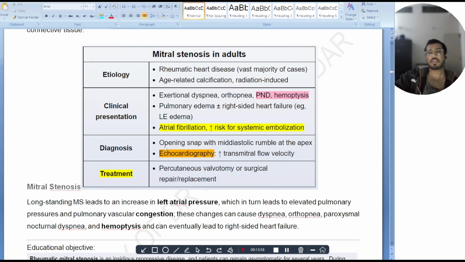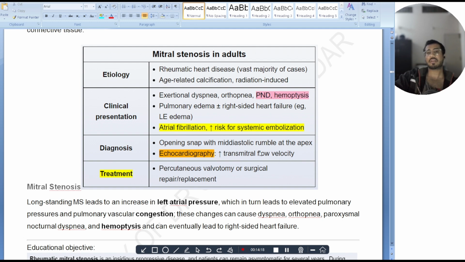So the murmur is obviously heard when the atria contract. That is when you're going to be able to hear a murmur. So it's going to be diastolic, and you will be able to hear an opening snap, and the sound would be at the apex, at the mitral area. Echocardiography would show increased transmitral flow velocity.